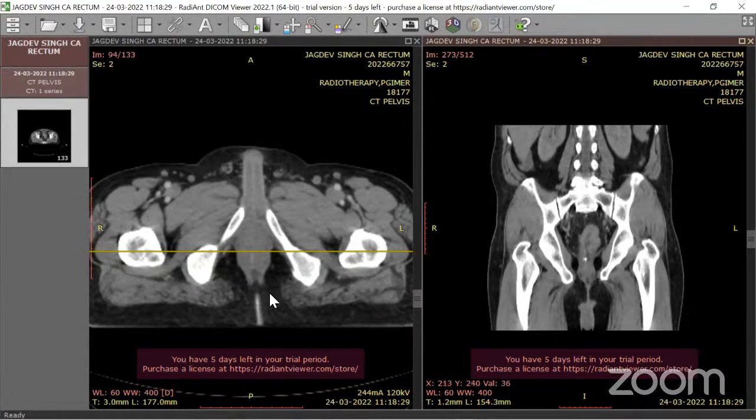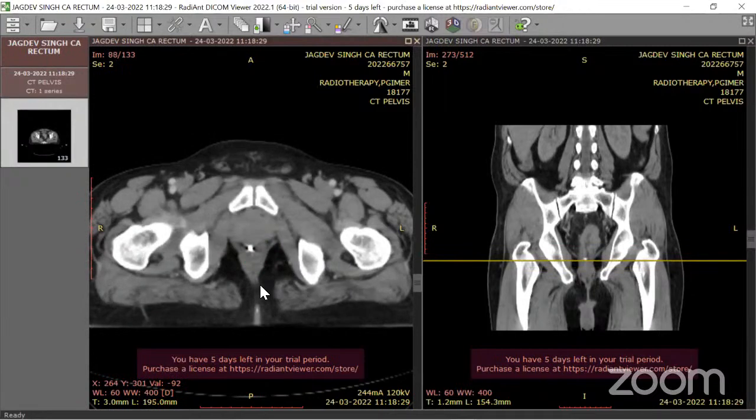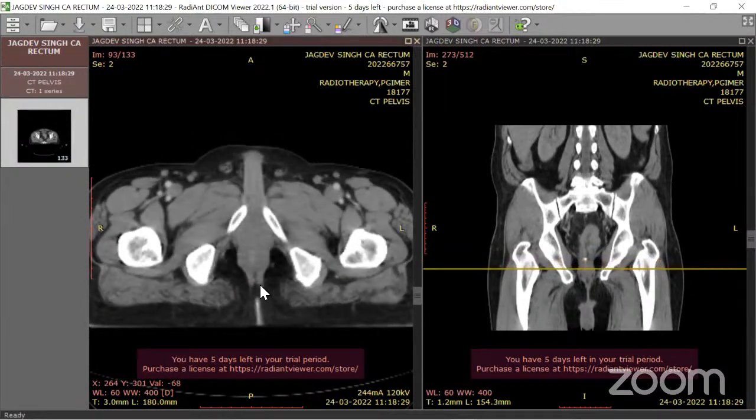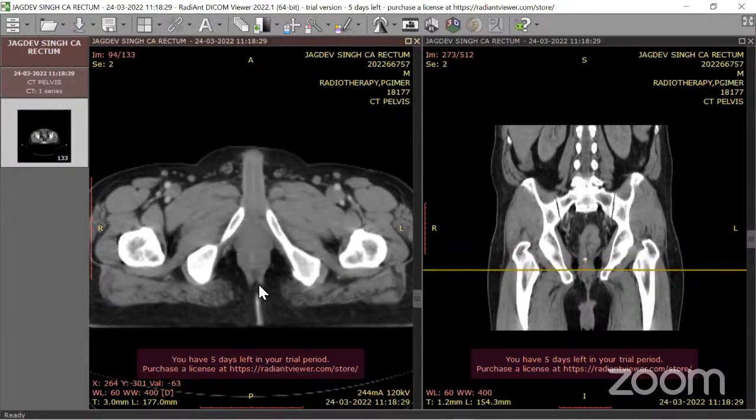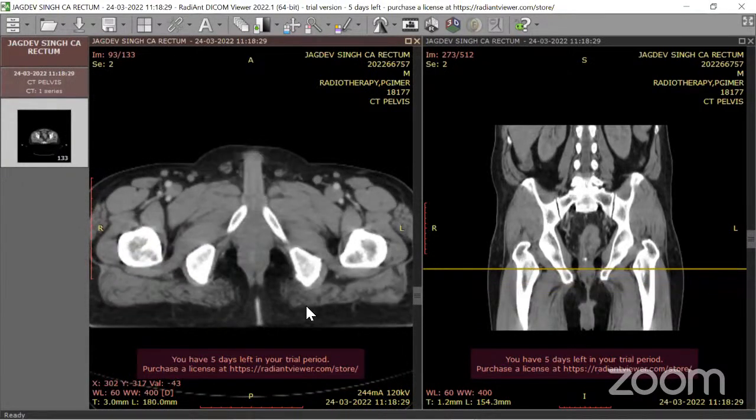So we have to go at least, if you see, this is the lower border, we have to go 1, 2, 3, 4, 5, 6, 7, at least 7 slices below it, because it's a 3 mm thickness slice. And then we make sure that we contour and include the volume, and it should be including the sphincters. That is very, very important. So this is how we contour the elective lymph node volumes.